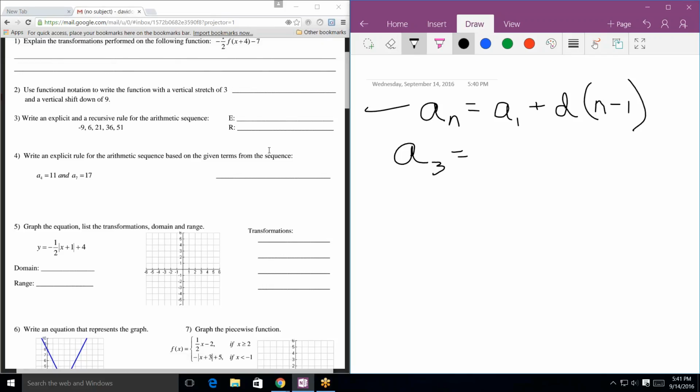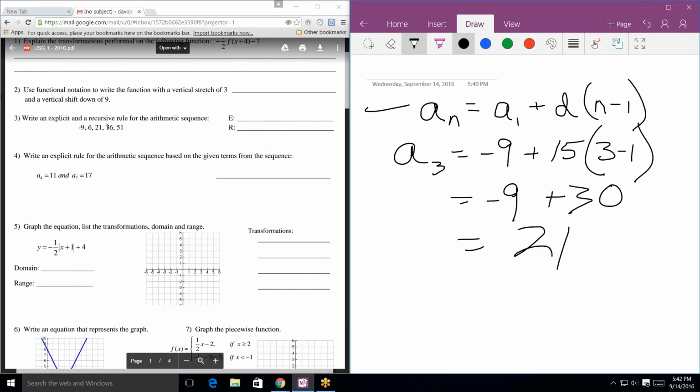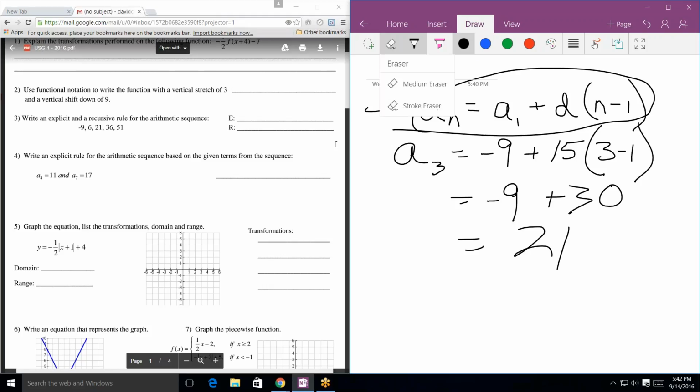What's the first term? It'd be -9. What's the common difference? 15. Plus 15, because it can be negative. And n is 3, so it'd be 3 minus 1. So now we're talking minus 9 plus 30. That's 21, and that is what we're looking at. So that's correct. That's got to be the right general format.